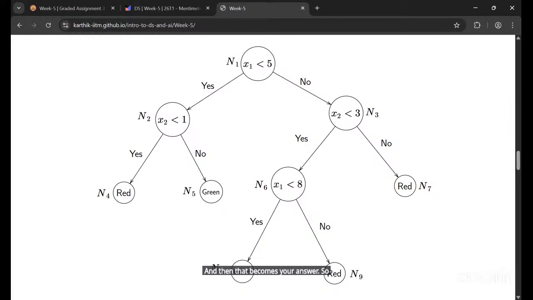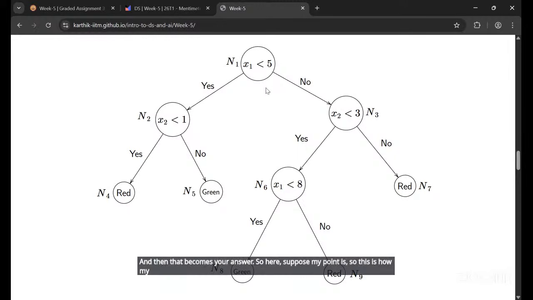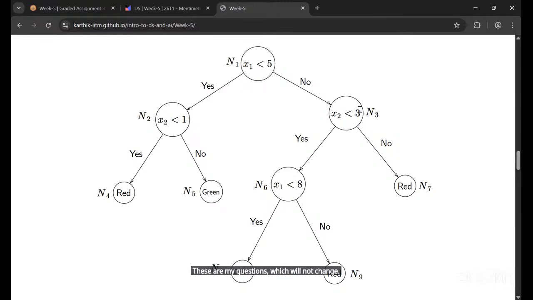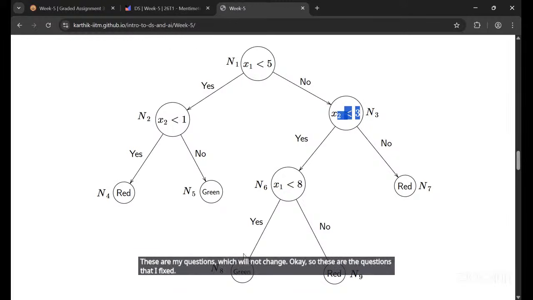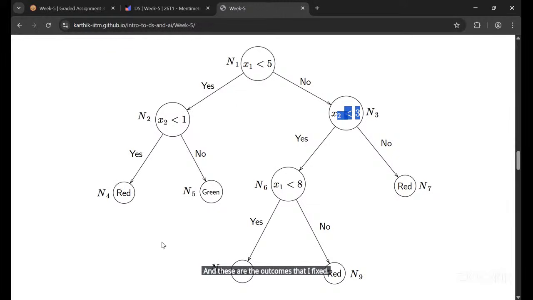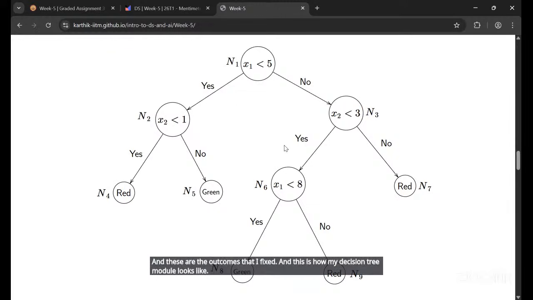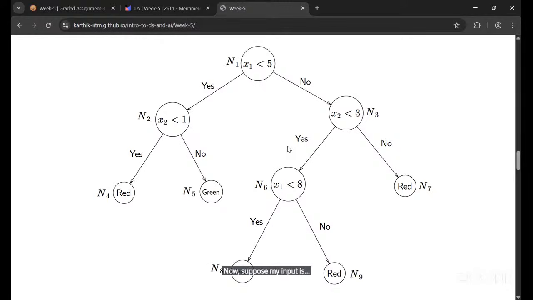Here, suppose this is how my tree structure is. This is my model. These are my questions, which will not change. These are the questions and outcomes that I fixed, and this is how my decision tree model looks. Now, suppose my input is 0, 0. You start at the root node: 0 is less than 5, yes, you come here. 0 is again less than 1, yes, you come here. Then it says red, so your answer is red. This is how you traverse the tree. You start at the input point, you keep checking the questions, and on the basis of the condition, whether yes or no, you land at the corresponding node.